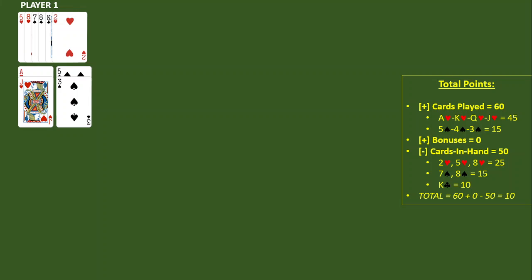Now, going back to lesson 5, scoring is basically any cards from 3 through 7 are 5 points, 8 through king and the 2 are 10 points, and the ace is 15 points. So based on that, the cards that player 1 played, the ace through jack gave them a total of 45 points, while the 5, 4, and 3 of spades gave a total of 15 points. So player 1 collected 60 points by playing cards. No bonuses were made, and the 6 cards in hand added up to 50 points. So in total, player 1 has 60 plus 0 minus 50, which is 10 points. So not a great score for player 1.